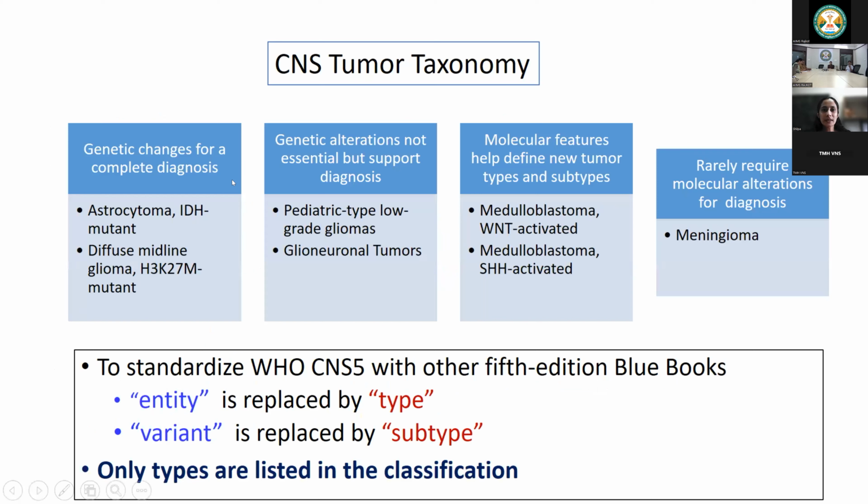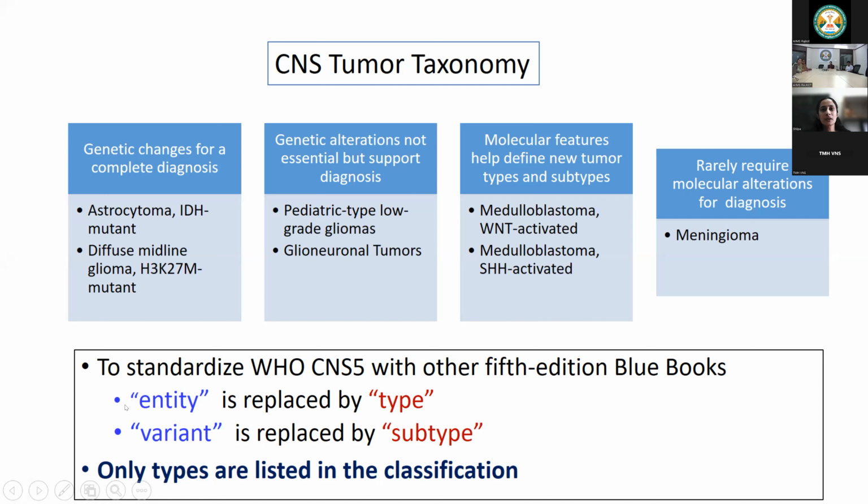So what do we mean by change in CNS tumor taxonomy? We have a tumor type called astrocytoma IDH mutant, where genetic changes are essential for diagnosis, whereas for a tumor called meningioma, the genetic alteration is not required for diagnosis. And there are certain tumor types in between which require genetic alteration for supporting the diagnosis, but they're not essential, for example, glioneuronal tumors or medulloblastoma. So we have 2 ends of the spectrum, and in between we have certain tumor types where genetics actually supports the diagnosis.